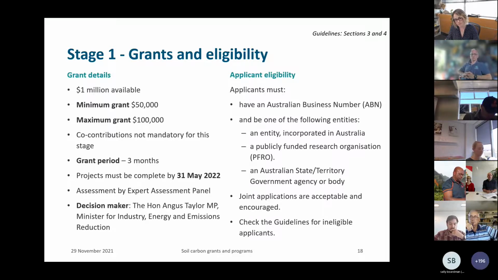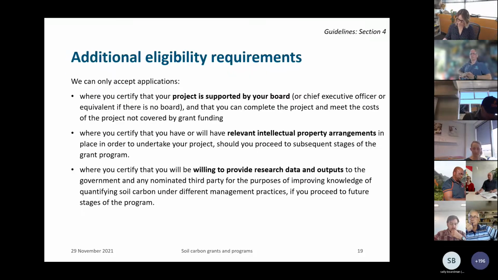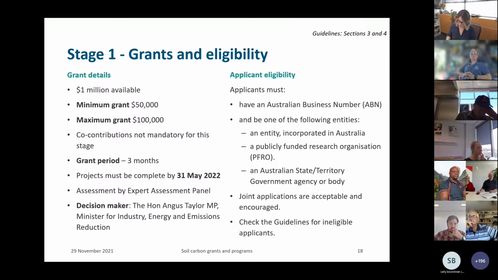The grant period is for 3 months and projects must be completed by the 31st of May 2022. Sorry. Just to touch on the last point on the previous slide, sorry, John. An expert panel has been engaged to conduct the merit assessments and provide advice to the decision maker, who is the Minister for Industry, Energy and Emissions Reduction.